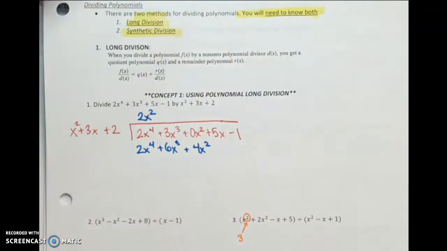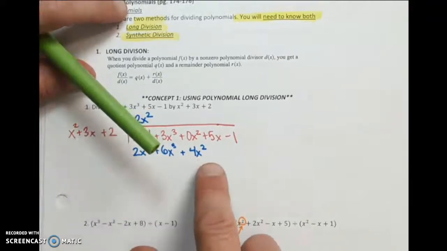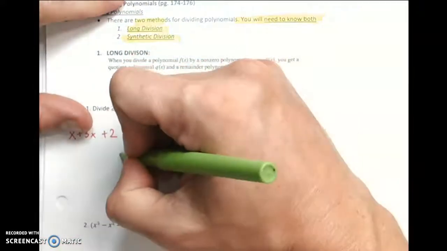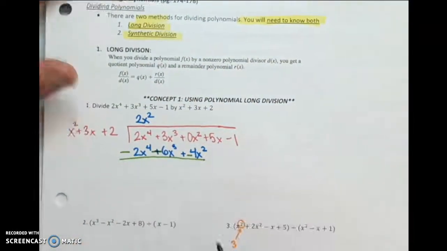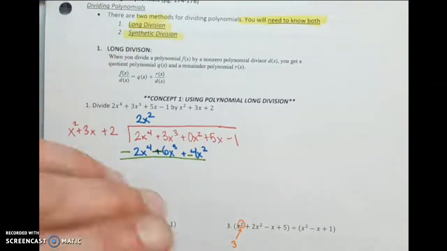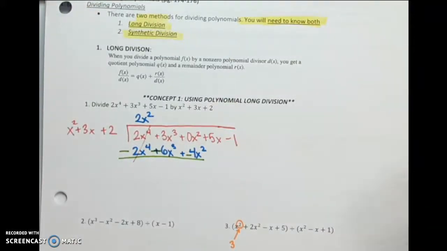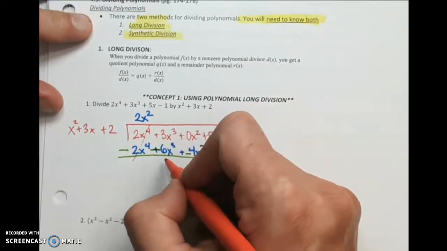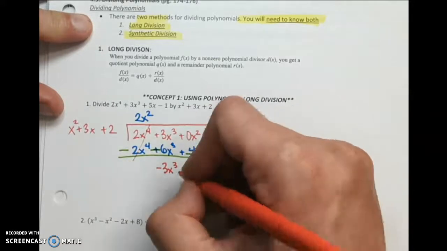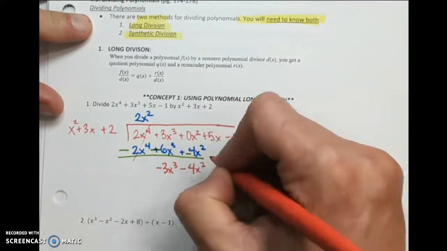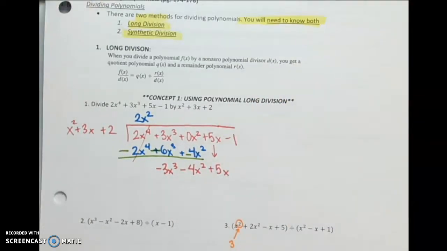Now, what you're going to do from there is subtract. When I subtract polynomials, it's like I multiply negative 1 to each and every one of those terms. So this becomes negative, negative, and negative. Now 2x to the 4th power minus 2x to the 4th power cancels out, which should be the case until we can't do it anymore. 3x cubed minus 6x cubed is negative 3x cubed. And then 0 minus 4x squared is negative 4x squared. And then I bring down this term right here, plus 5x.